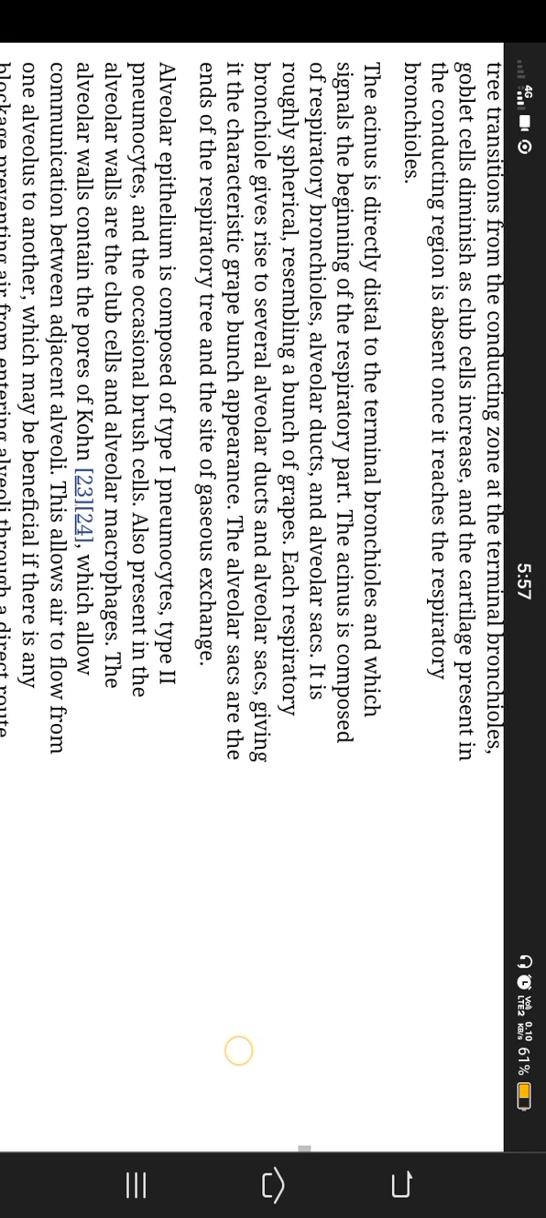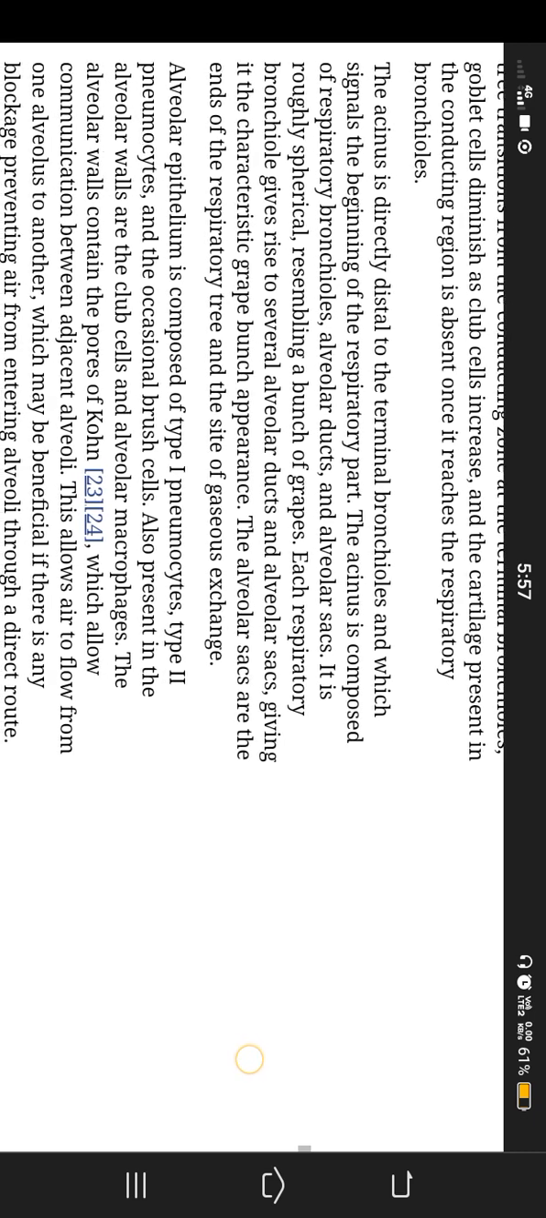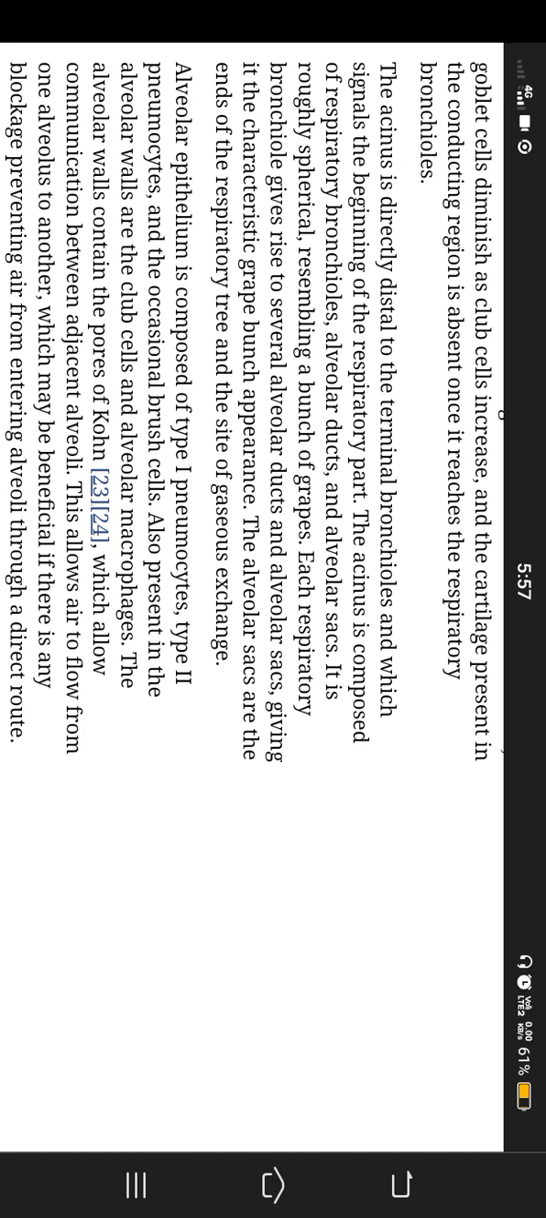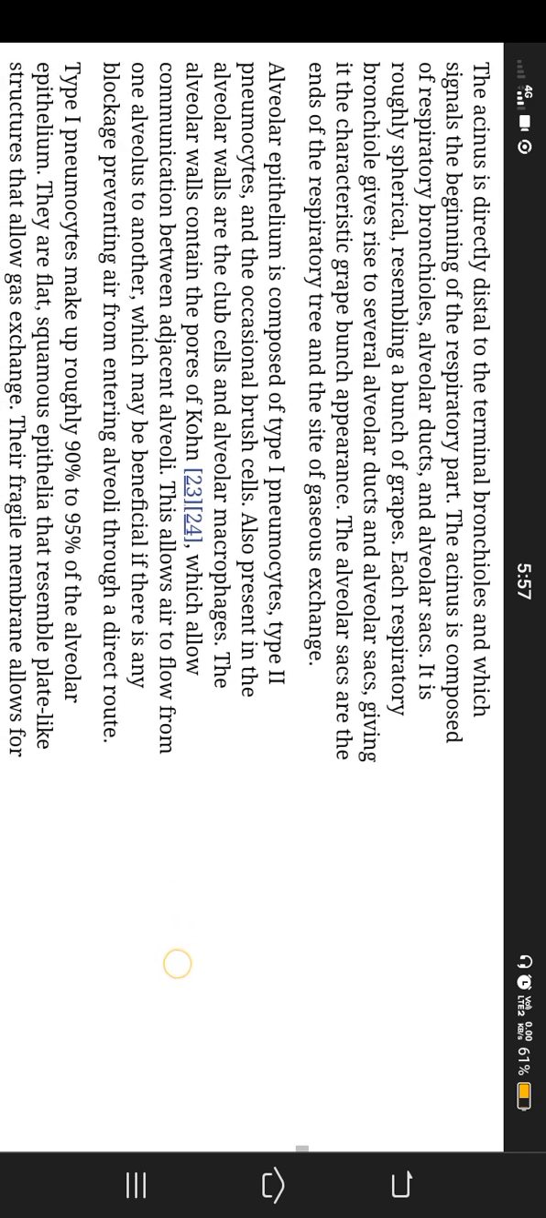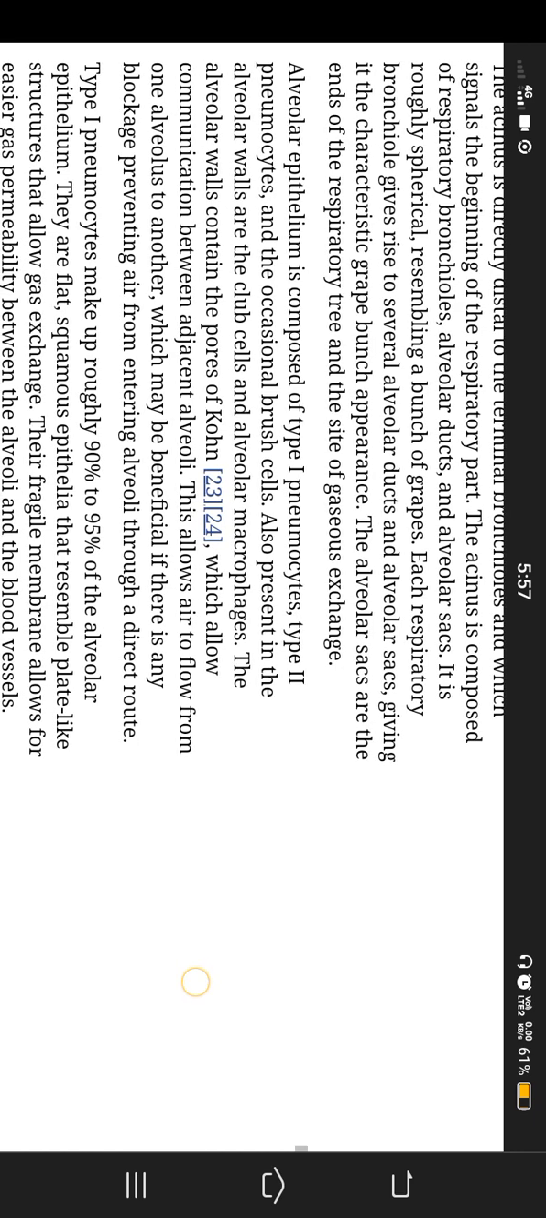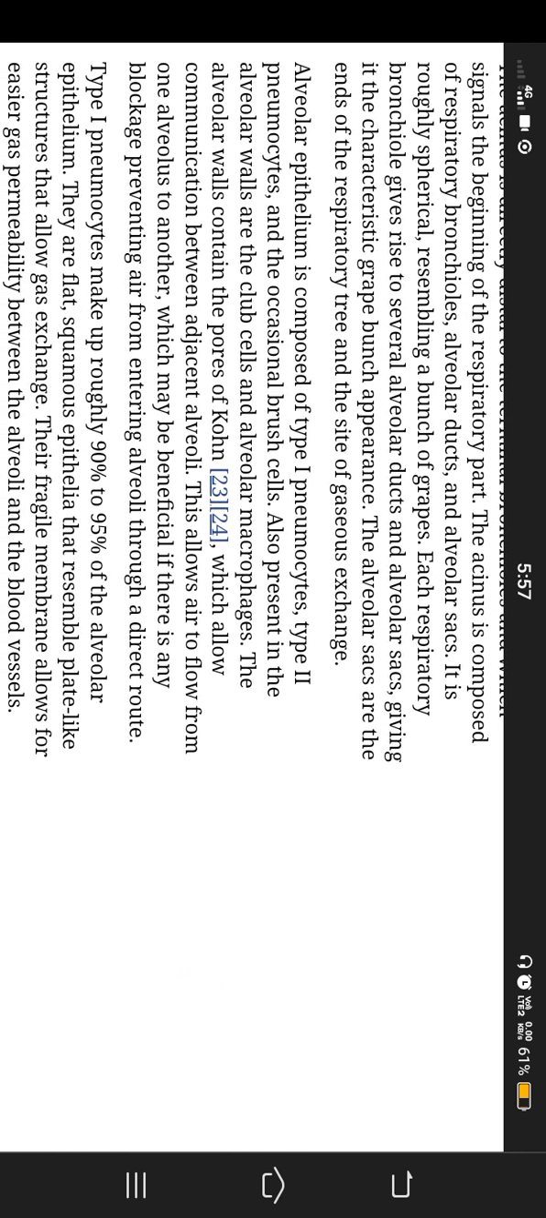The acinus is composed of respiratory bronchioles, alveolar ducts, and alveolar sacs. It is roughly spherical, resembling a bunch of grapes. Each respiratory bronchiole gives rise to several alveolar ducts and alveolar sacs, giving it the characteristic grape bunch appearance. The alveolar sacs are the ends of the respiratory tree and the site of gaseous exchange. Alveolar epithelium is composed of type 1 pneumocytes, type 2 pneumocytes, and the occasional brush cells.